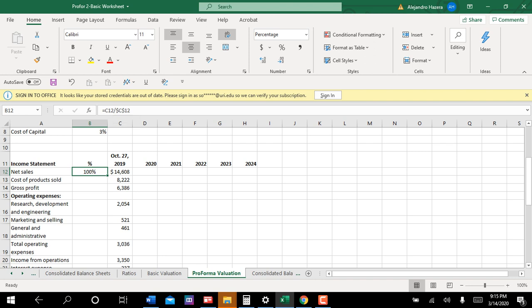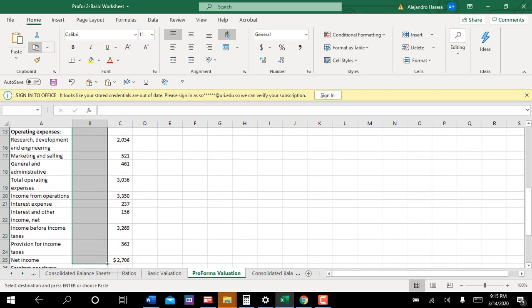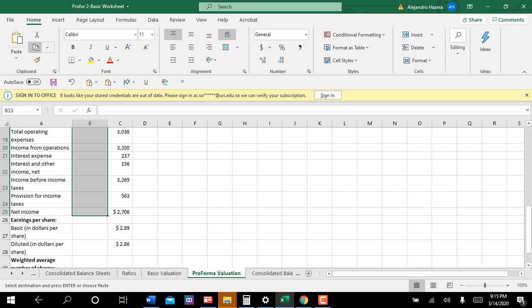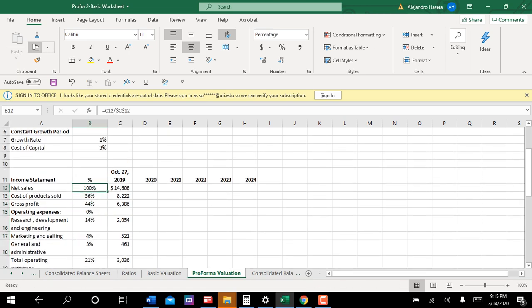Okay, and so what I'm going to do now is copy that number, and of course there's going to be some meaningless numbers here, but I'm just going to go down to net income. What this gives me is the percentage of sales which each one of these numbers represents. So cost of goods sold was 56% of sales. The gross profit was 44% of sales.